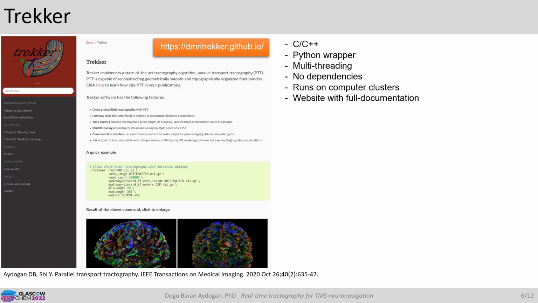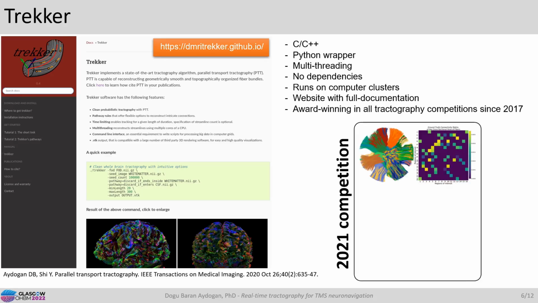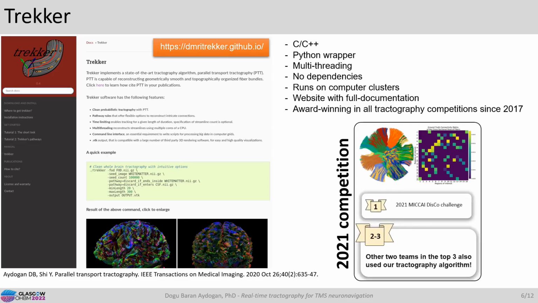Of course, the main purpose of a tractography algorithm is to get accurate representation of structural connections in the brain. The goal is not to get them as fast as possible. And the strength of our algorithm is actually not about its speed, it's about its accuracy. And it has been winning awards in all tractography competitions since 2017. In 2021, we won the MICCAI Tractography Challenge with Tracker, and also the second and third ranking teams used Tracker as well. I have been working on Tracker since 2015, and this is actually what makes real-time tractography possible in our case, because this application is largely a software project.